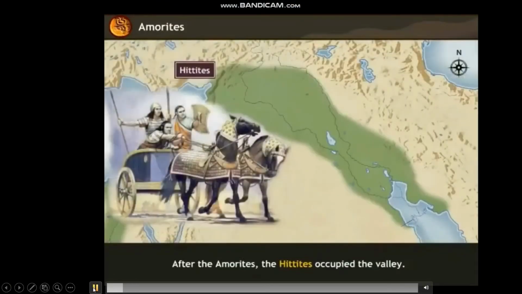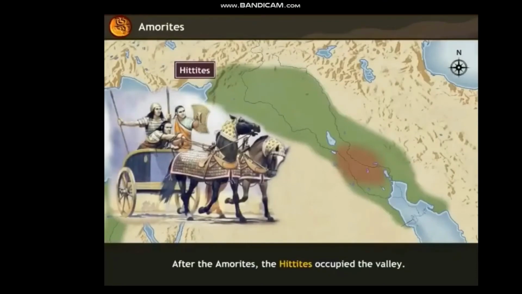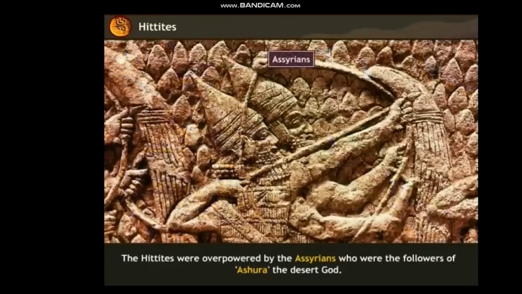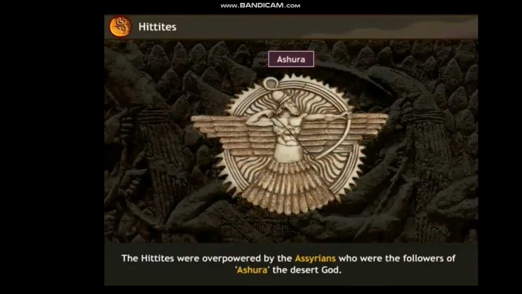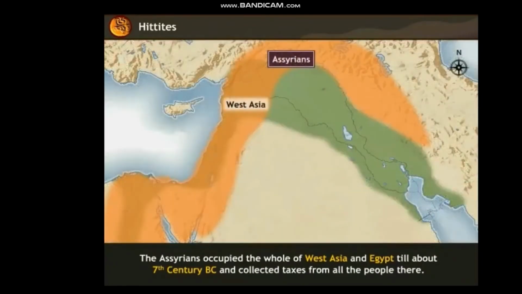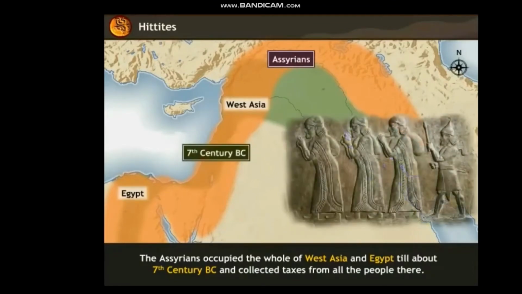After Hammurabi, the most famous king of the Amorites, the Hittites occupied the valley. The Hittites were overpowered by the Assyrians, who were the followers of Ashura, the desert god. The Assyrians occupied the whole of West Asia and Egypt till about 7th century BC and collected tax from all people there.